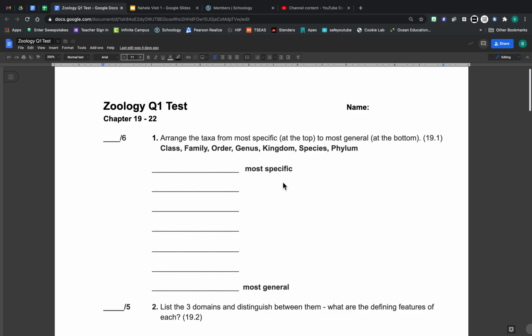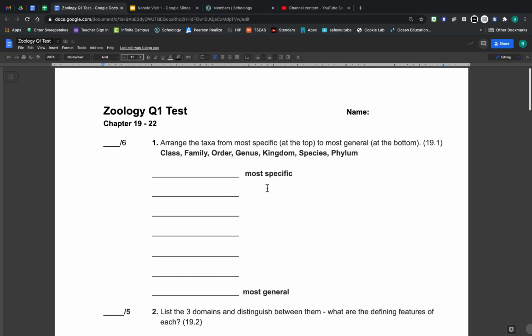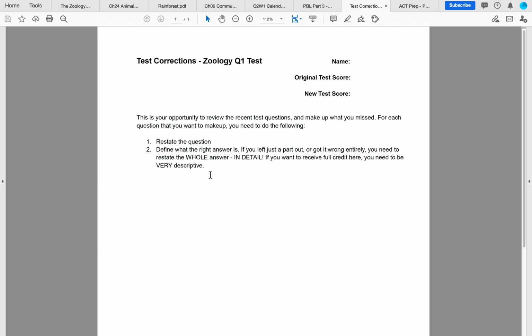background noise. I just wanted to briefly go over the test that we took for all of quarter one material. And the way I'm going to do this is I'm just going to go over this blank version of the test and talk about the correct answers. And what you need to do if you want to improve your grade is you're going to fill this out.